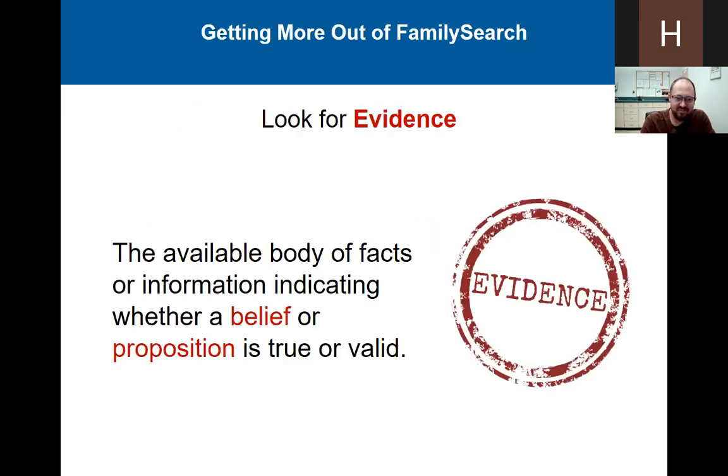To explain evidence and what I mean by this, let's take a look at some information here. Evidence is an available body of facts based on either a belief or proposition. Evidence is not necessarily not arguable. There are ways around it because there are different types of evidence. It is not absolute. And it's important to understand that as you're searching in FamilySearch, you're going to be looking for 3 different types of evidence.